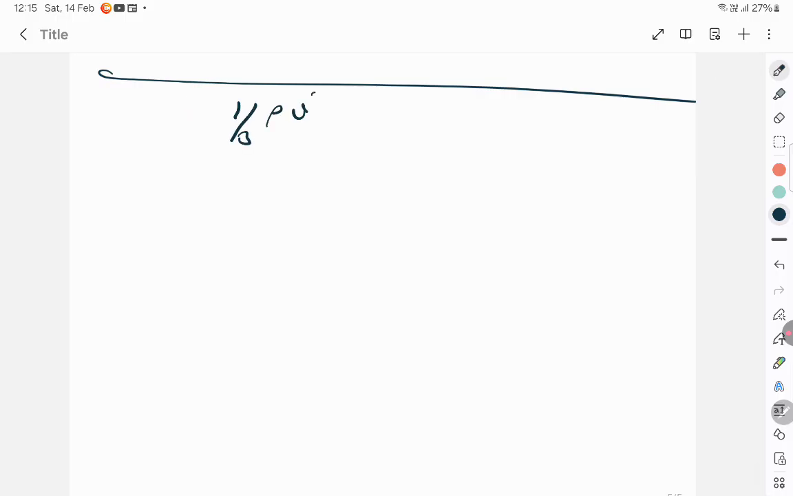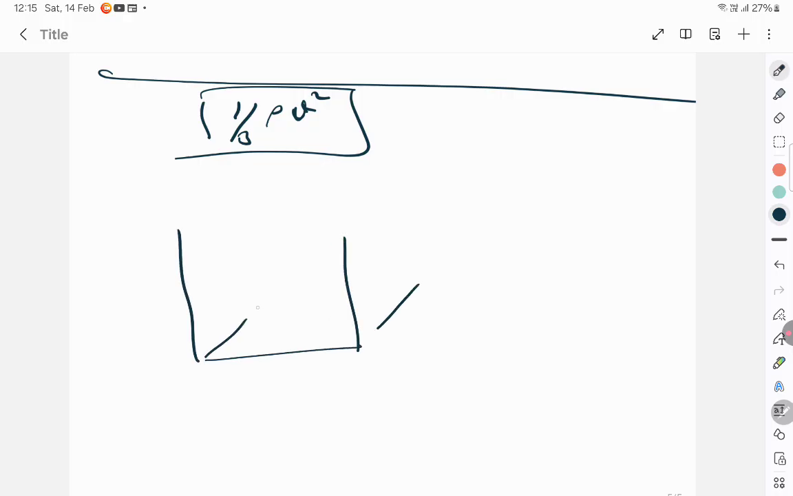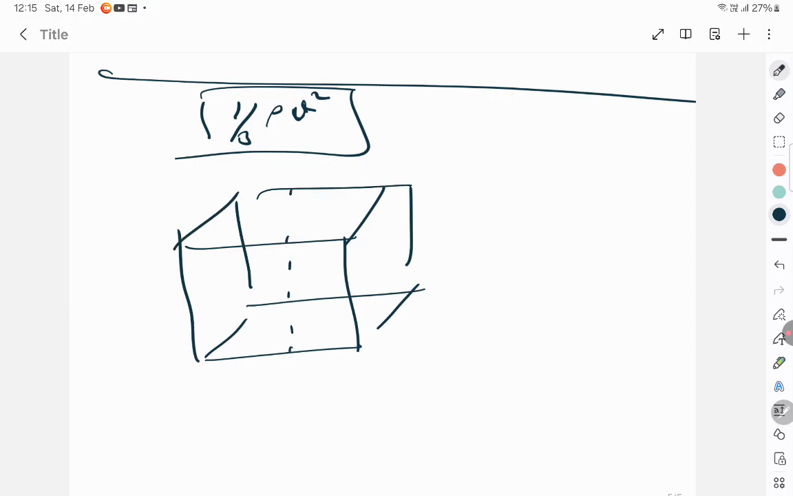Very, very important question, the first question in your exam paper: prove that the pressure of the gas is 1 by 3 rho V square. Pressure exerted by gas is 1 by 3 rho V square. Very, very important equation, where you draw a cube like this. Just segregate it into half, considering that half the molecules are moving towards the right side, while half are moving towards the left side.